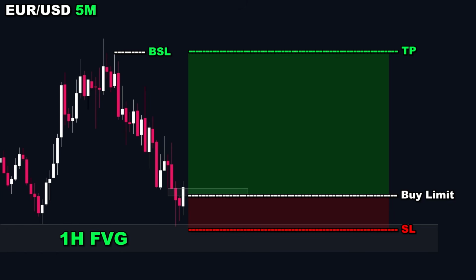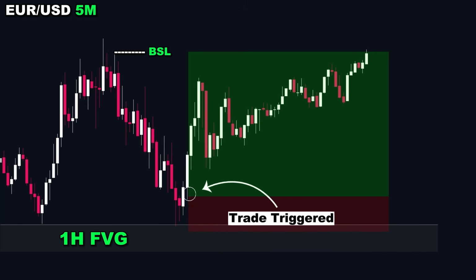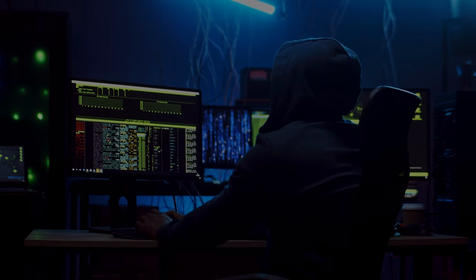Now, let's see how the trade plays out. As you can see, the order was triggered, price pushed higher with strong momentum, and eventually hit the take profit target perfectly.